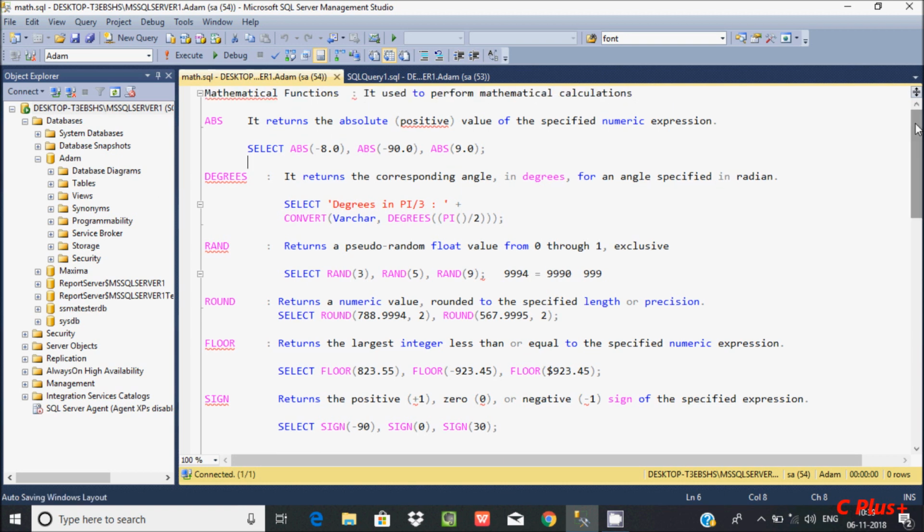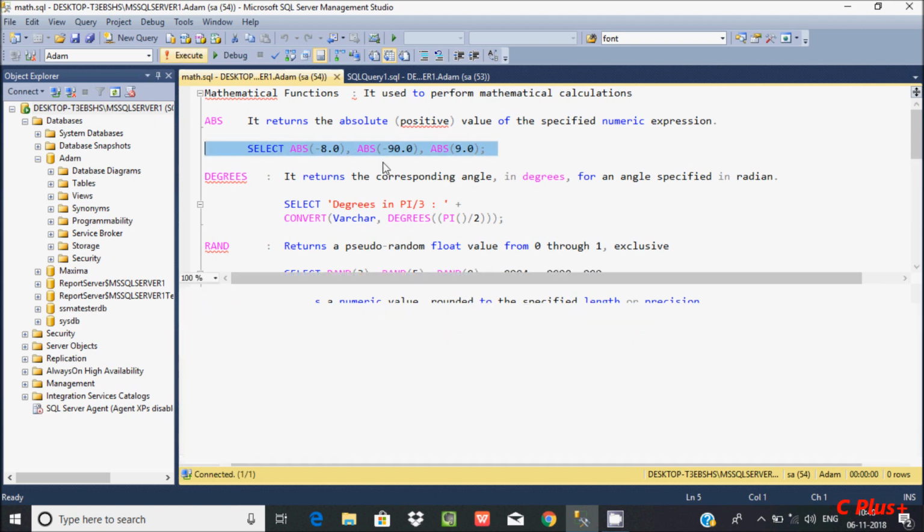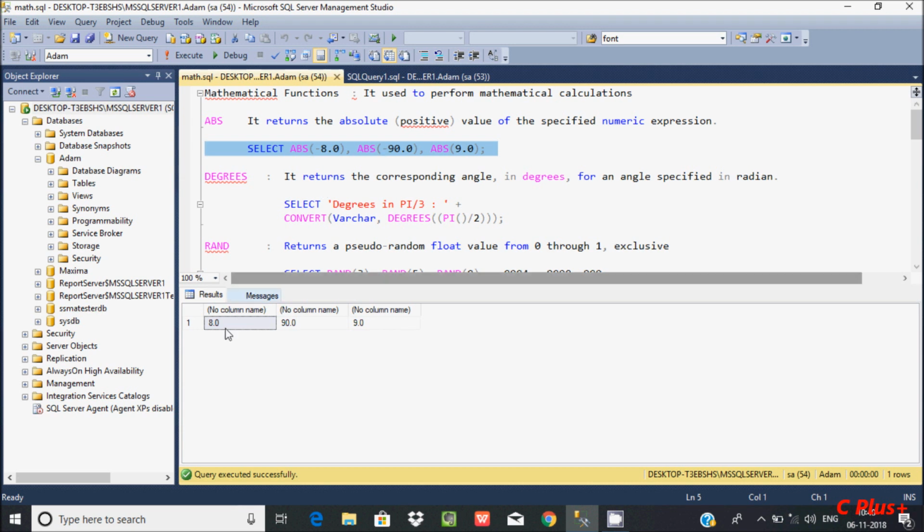Let's see the first one, which is ABS. It returns the absolute positive value of the specified numeric expression. Here I enter positive and negative values inside the ABS function: here -8 and here +9. Let's execute and check what output I am getting. Here I am getting the output 8 and 9. When I enter a minus value, it converts into a positive value. This is the use of the ABS function. It returns the absolute positive value of a specified numeric expression.